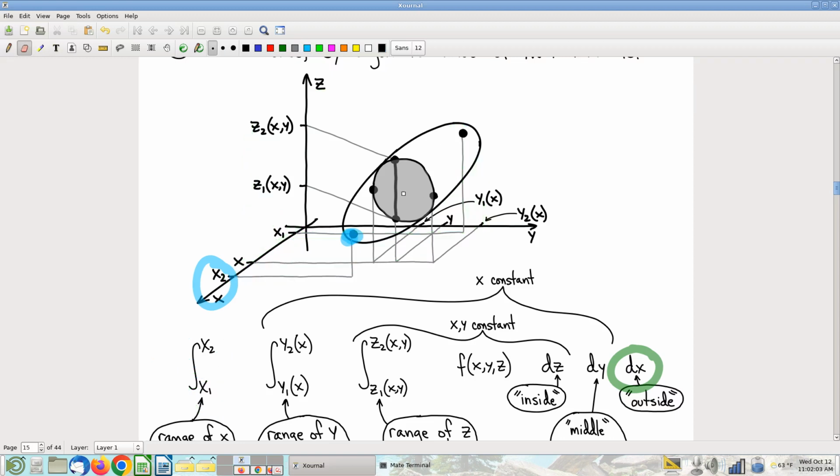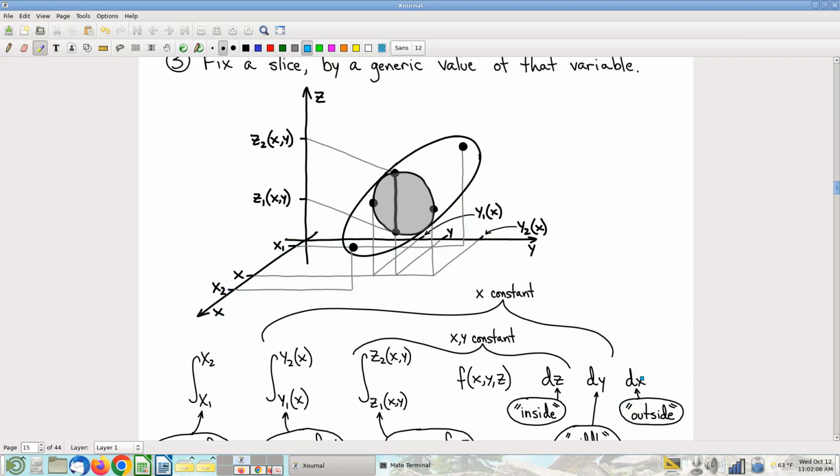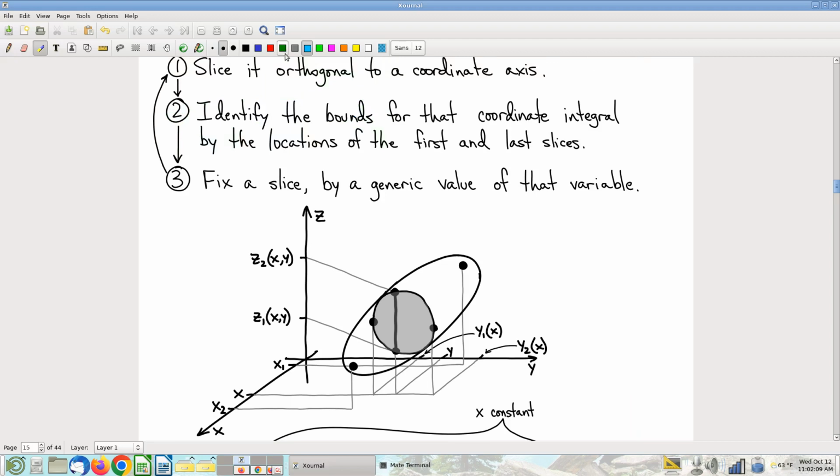Just like with double integrals then, you fix a value of that variable. So I'm now going to fix a slice. We're fixing x. We're going to look just at that one x slice. We're going to start slicing this up now. We're going to start thinking about y and z, but in particular, just for this one x slice. And just like with double integrals, don't worry about the other slices. We'll get all the stuff that's happening over here, we'll get that for other values of x.